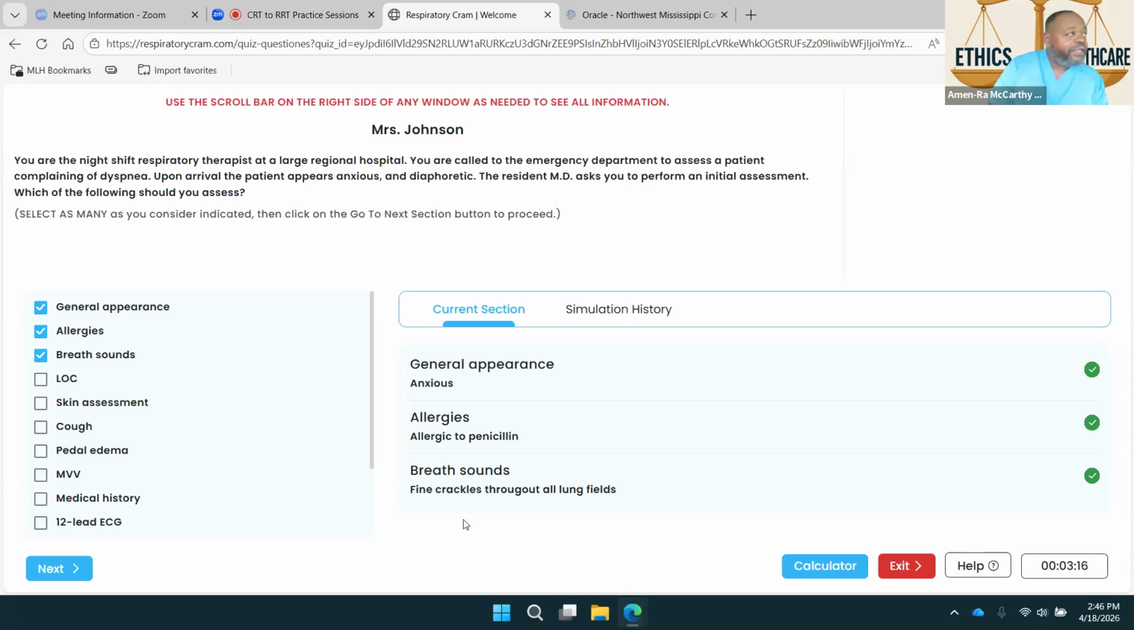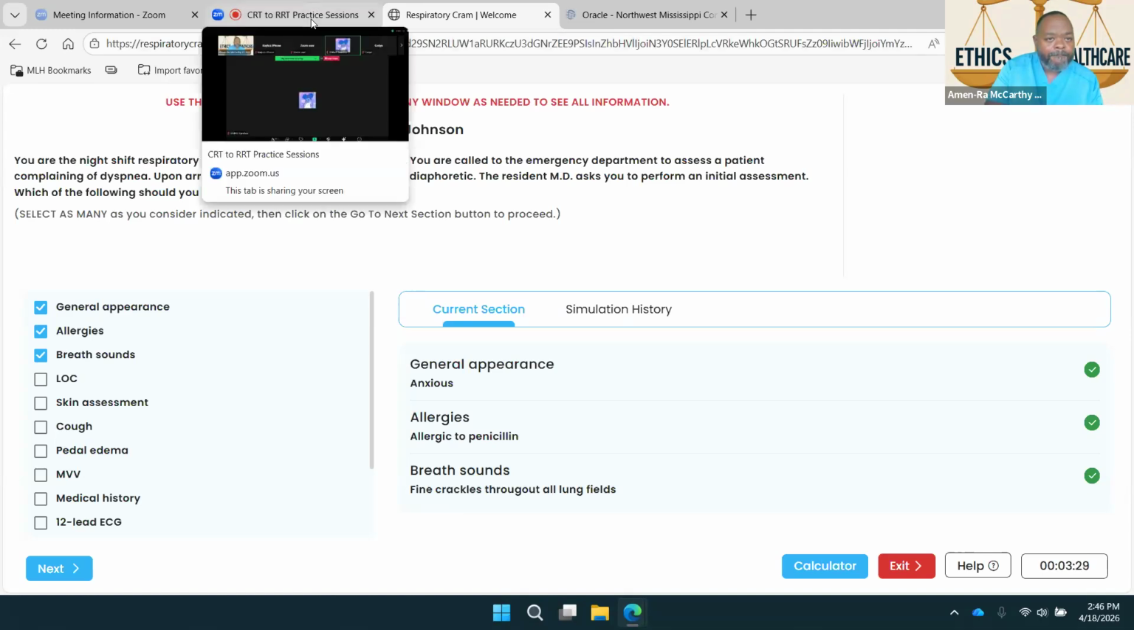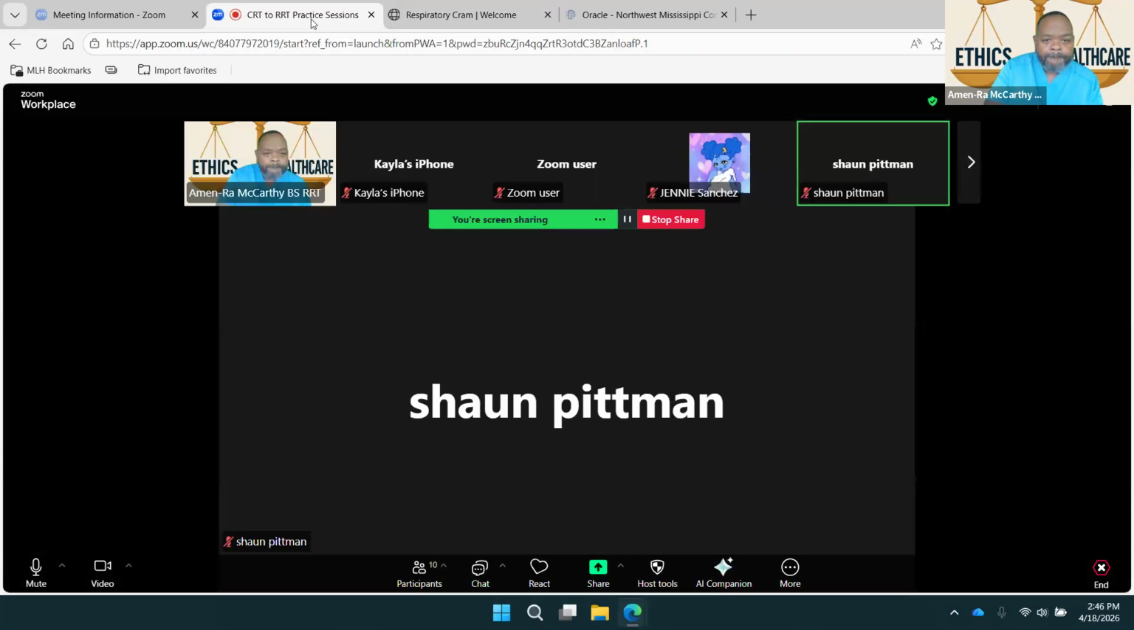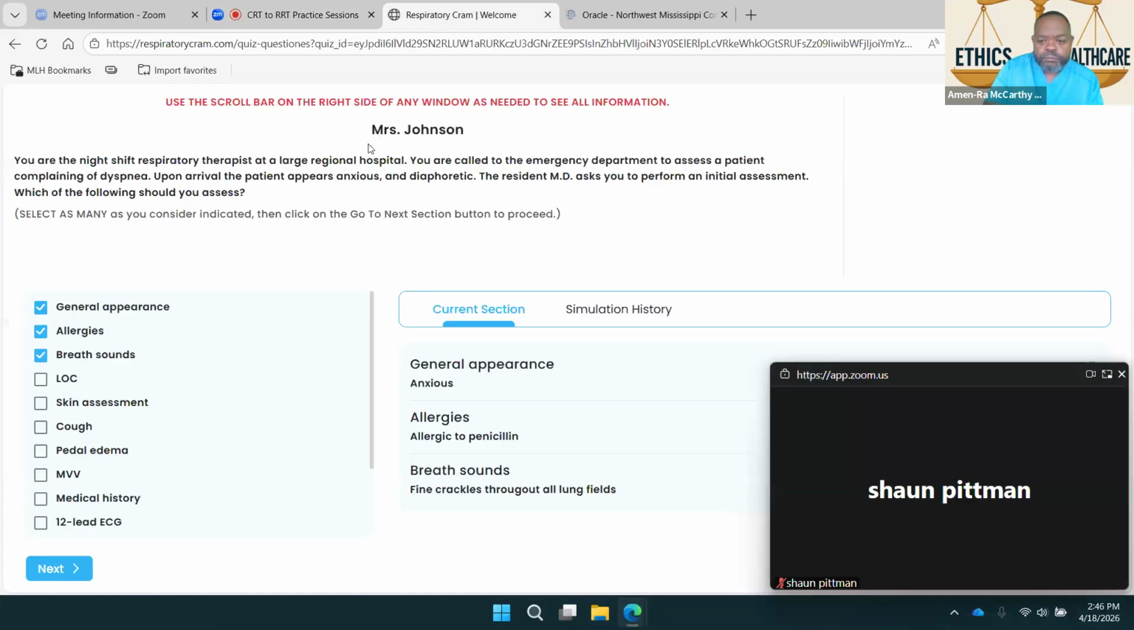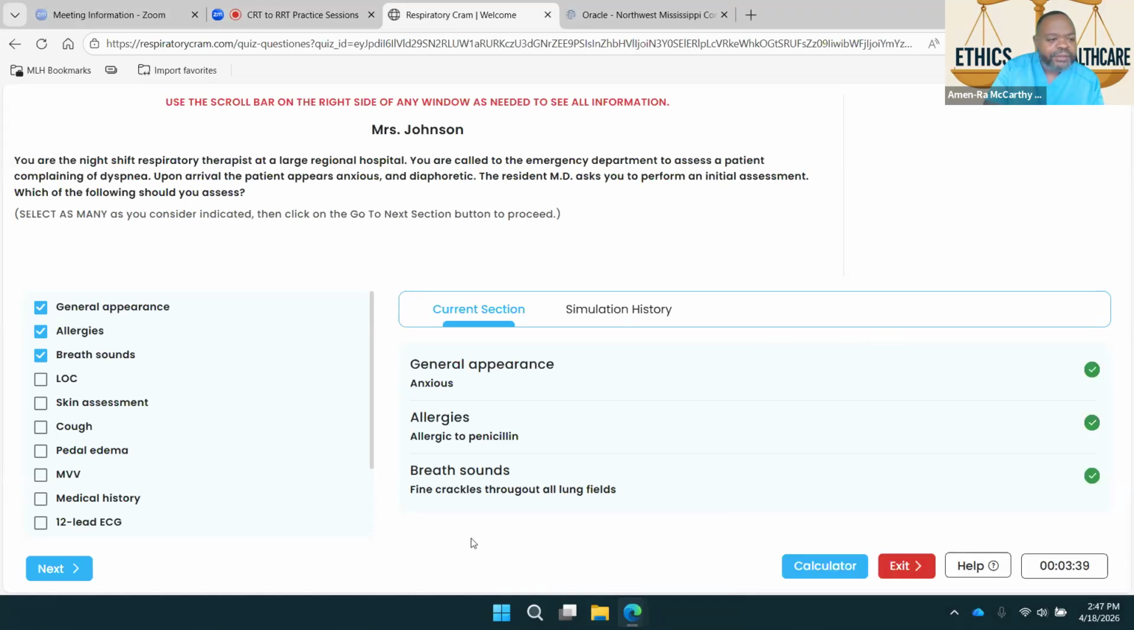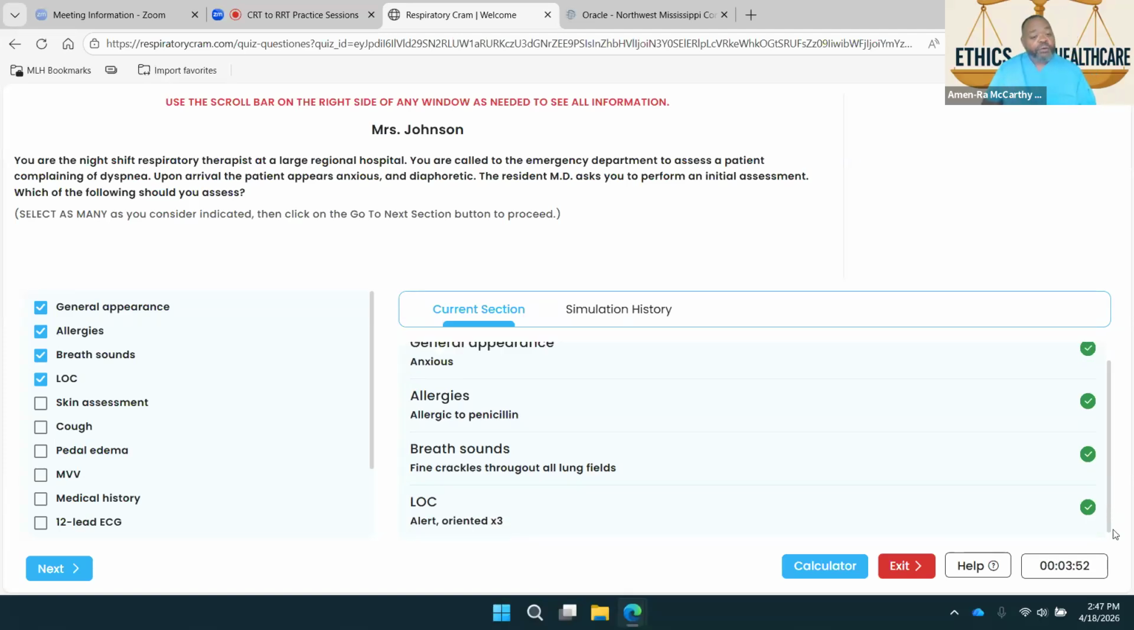All right. What about LOC, her level of consciousness? Do we want to assess her level of consciousness? Anybody? Anybody can say anything. You might be muted. Just unmute your mic if you're going to say something. Level of consciousness. Yes. Okay, yes. Let's see what the level of consciousness is. They are alert and oriented times 3.